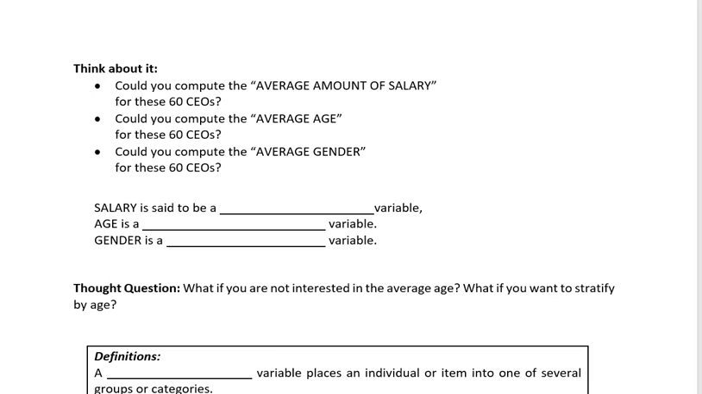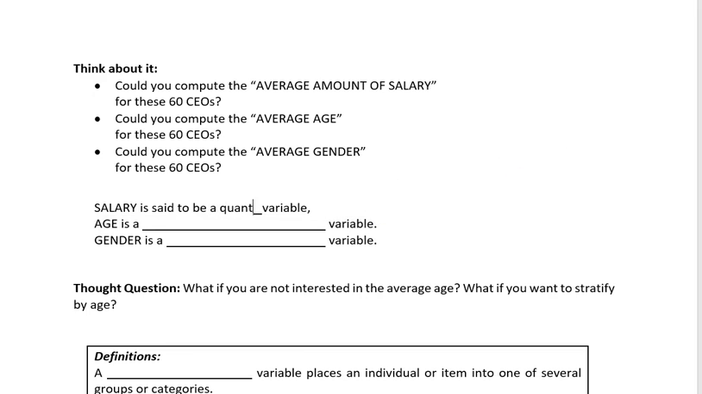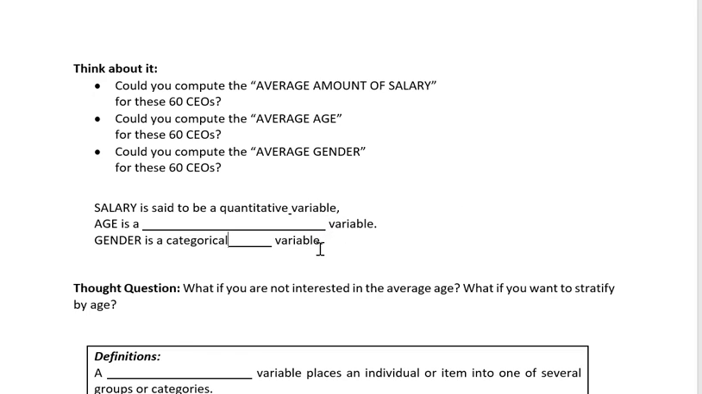So once you know you have variables, you have a sample size of 60, then you need to know what type of variables you're working with. So here's salary, as you saw, you can compute the average, it is a quantitative variable. Same thing for age, so you can write quantitative in that space. Gender, on the other hand, is a categorical variable. It's a categorical variable because it has how many categories? Two categories, males and females, right?